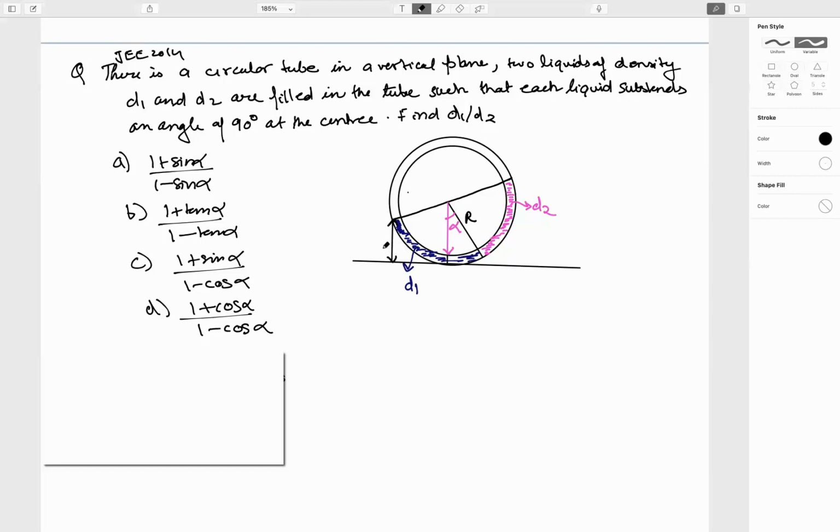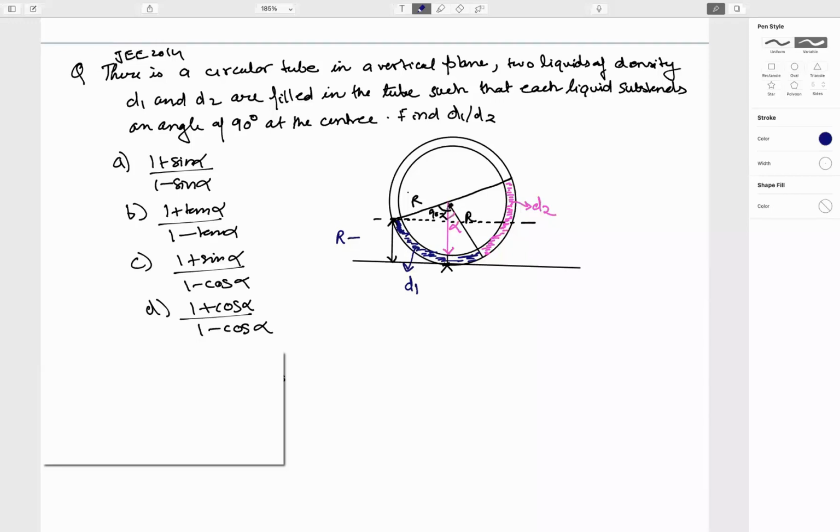So if you want to make out a balance at this point, let's take this another line. So we know this is R, this is also R, and because we know the angle is 90 degrees, that is 90 minus alpha. If this is 90 minus alpha, then this distance is R minus this one. So that is R sine alpha.